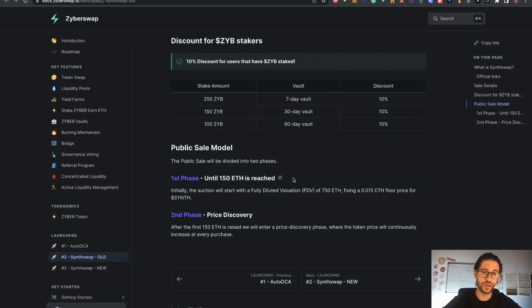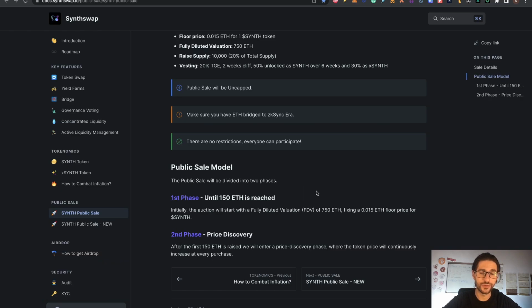But the public sale model will have two phases. The first phase is until 150 Ethereum. Initially, the auction starts with a fully diluted valuation of 750 Ethereum, fixing a 0.015 Ethereum floor price for Synth. This was around $30 per token. The second phase is price discovery. After the 150 Ethereum is raised, we enter a price discovery phase where the token price will continuously increase at every purchase. So right now we are in that phase 2.